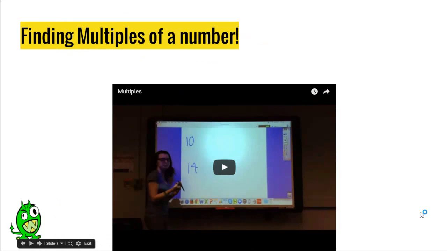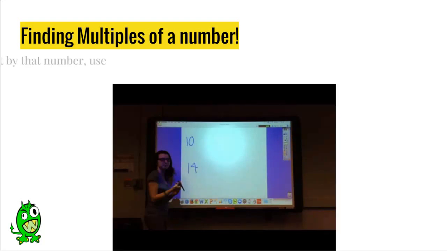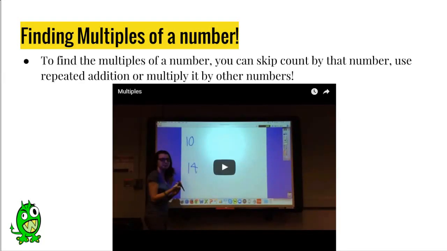Let's start by finding the multiple of a number. When finding the multiples, I remember a multiple monster, so I know that I'm going to be making numbers bigger. To find the multiples of a number, you can skip count by that number, use repeated addition, or multiply it by other numbers. Now we're going to do an example of 10 and 14. There are endless numbers of multiples, but in our examples, we only listed 10 of each. Follow along and feel free to write down the example on your worksheet to help you later on in the lesson.